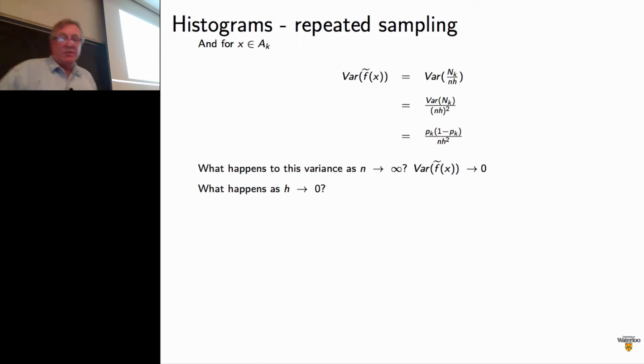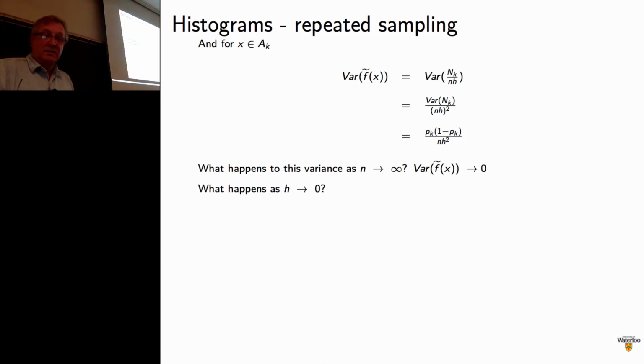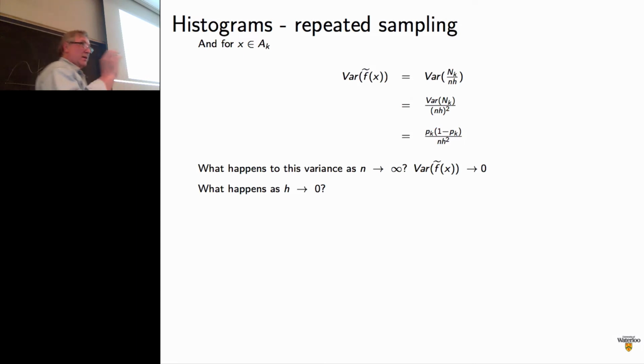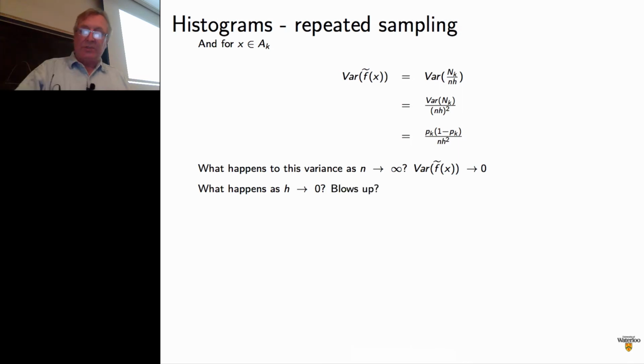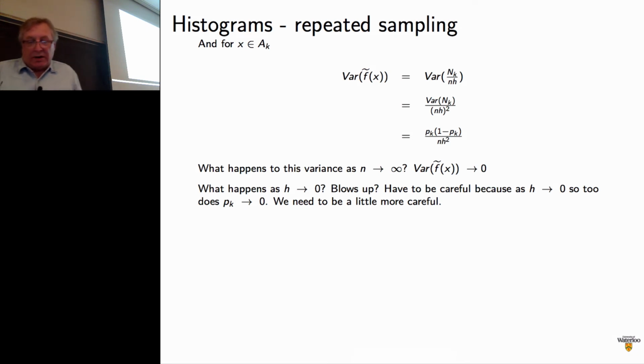So what happens as h goes to 0? As h goes to 0, the variance will go to 0? Why? Kerblam, right? Well, it's not quite that obvious because we've got this pk and 1 minus pk here, and as h goes to 0, that pk is going to 0 too. So we have to be a little more careful. But this should blow up. So how are we going to be a little more careful?